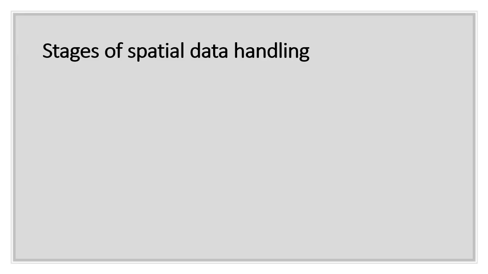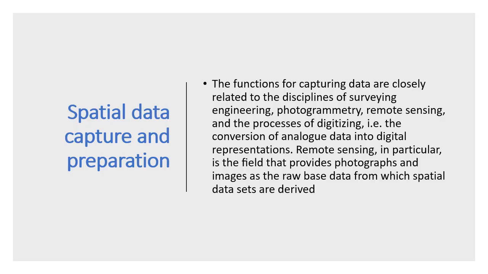Now we see the different stages of spatial data handling. We know that the first step of GIS is data capture and preparation. So we need to capture the data. We can capture the data directly from the environment or from another source.